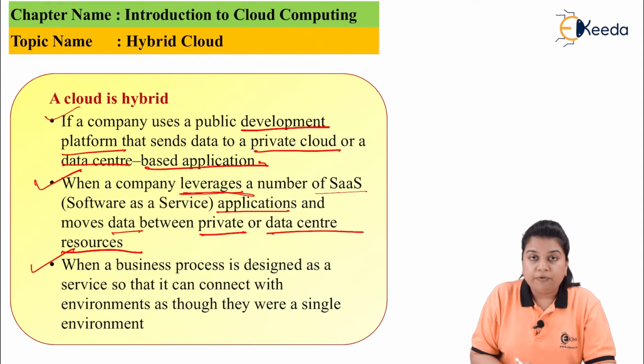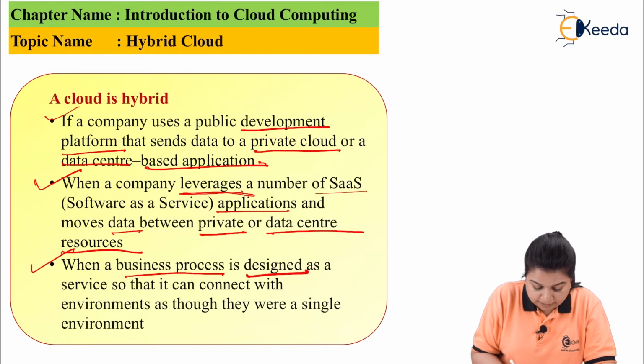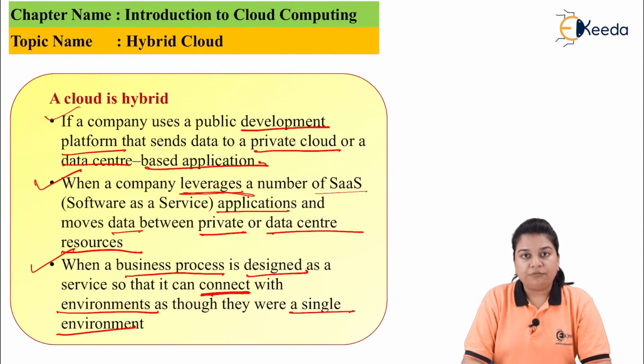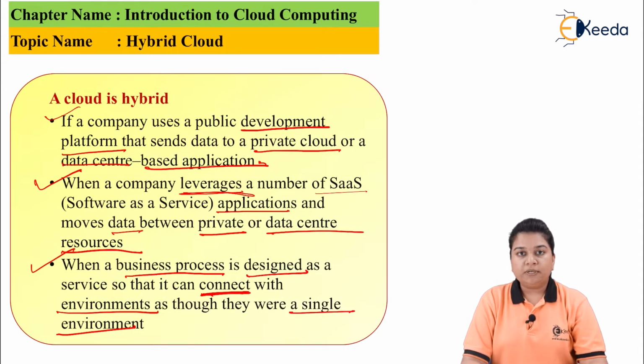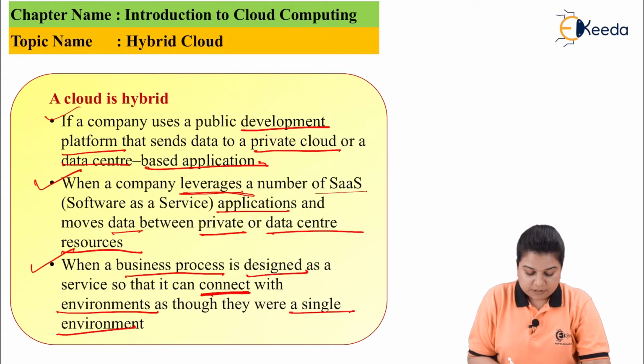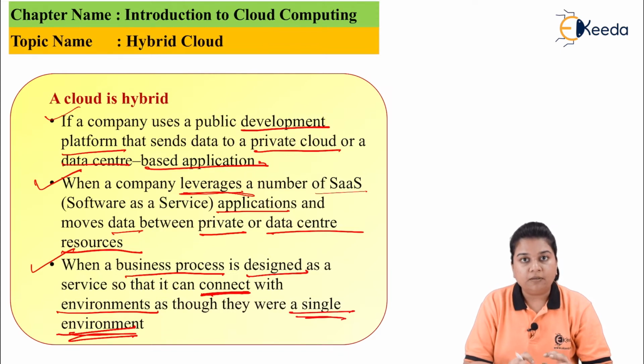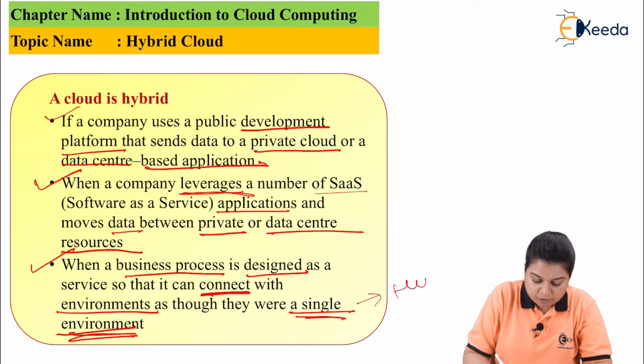Next point is, when a business process is designed as a service so that it can connect with environments as though they were a single environment. That means we are using two different kinds of environment. First one is the public cloud environment and second one is the private cloud environment. Now, since the consumer is using two different environments, but it appears as if they are using a single environment, thus the two environments are combined together, so it is called a hybrid environment.